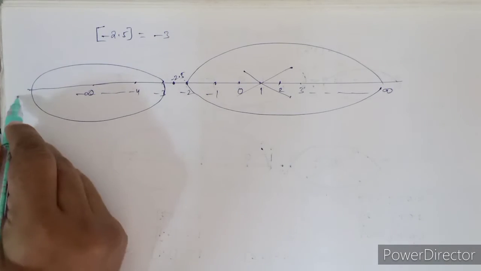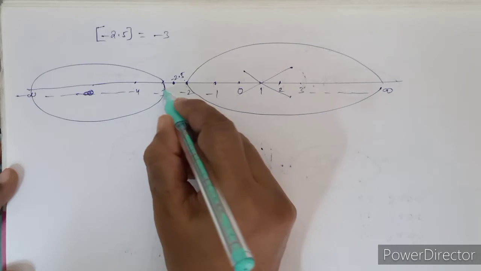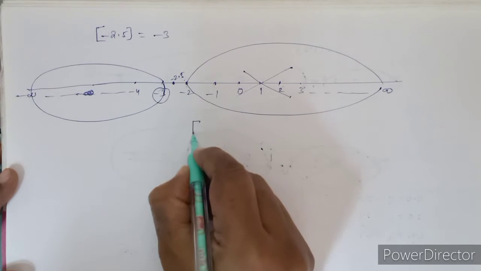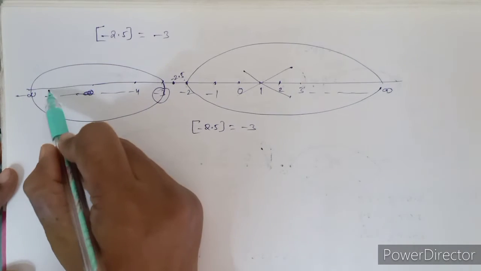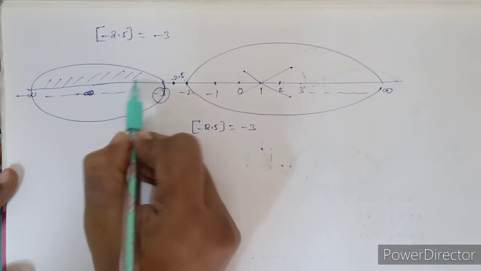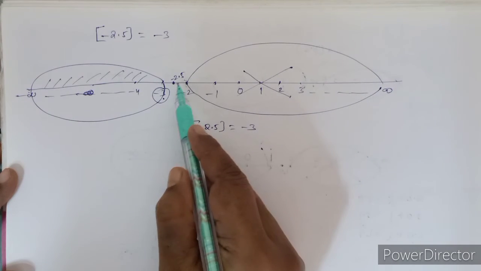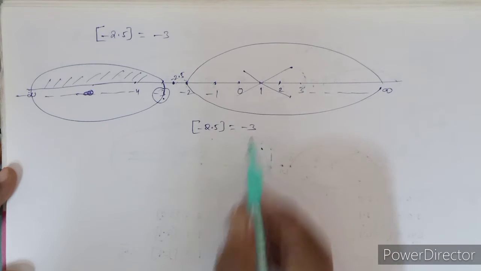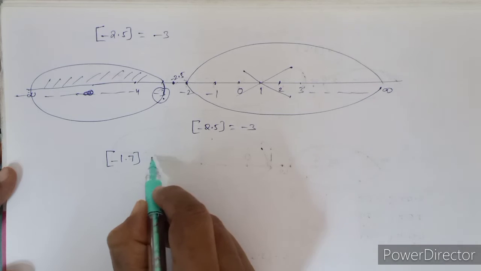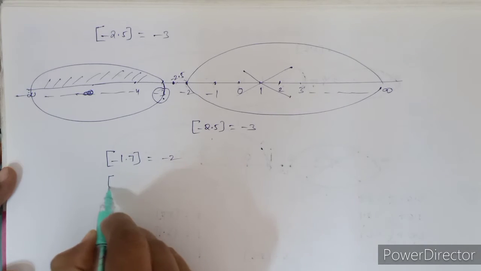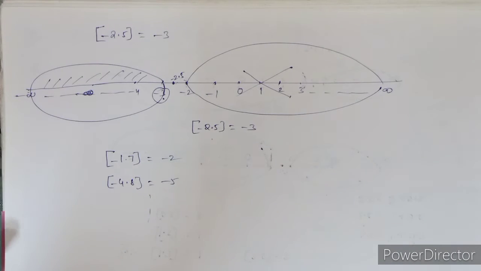Among all these integers, minus 3 is the greatest integer. So that is why step of minus 2.5 is minus 3. Among all these values, minus 3 is the greatest. So in the similar way, we can see some more examples. Step of minus 1.7 is minus 2. Step of minus 4.8 is minus 5. So this is the definition of step x.